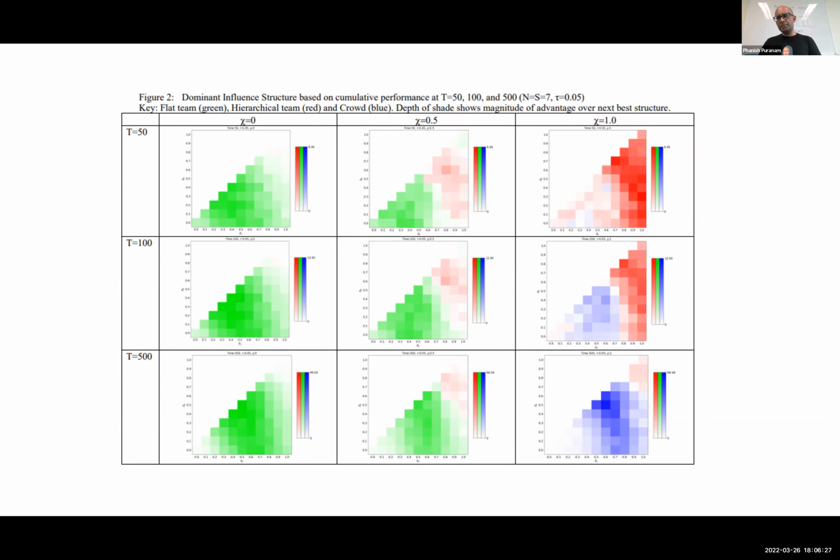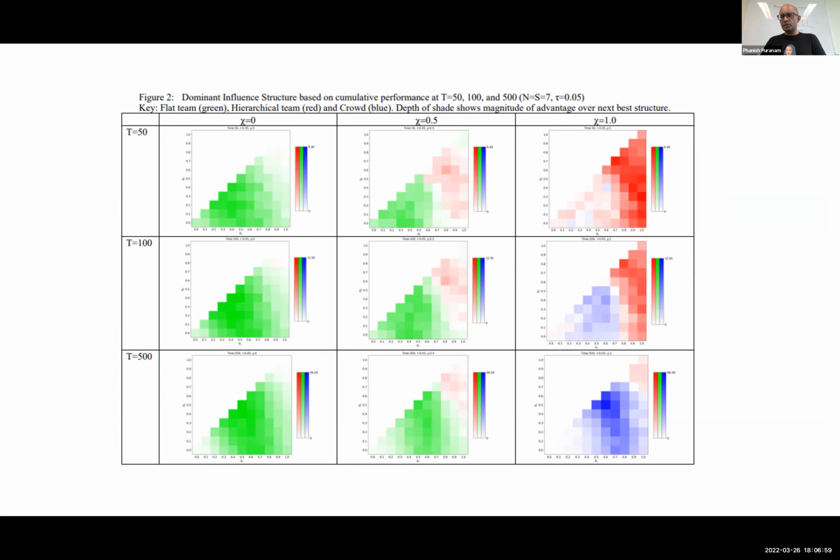So there are two interesting puzzles to explain. Why is it that, given no dependence and no matter what the time constraint is, the flat team does better? In the first column, you can see everywhere, right? No dependency, the flat team is winning everywhere. And surprisingly, why is it that despite dependencies, given enough time, the crowd actually does better? Both are really interesting things; a full theory should be able to explain all.